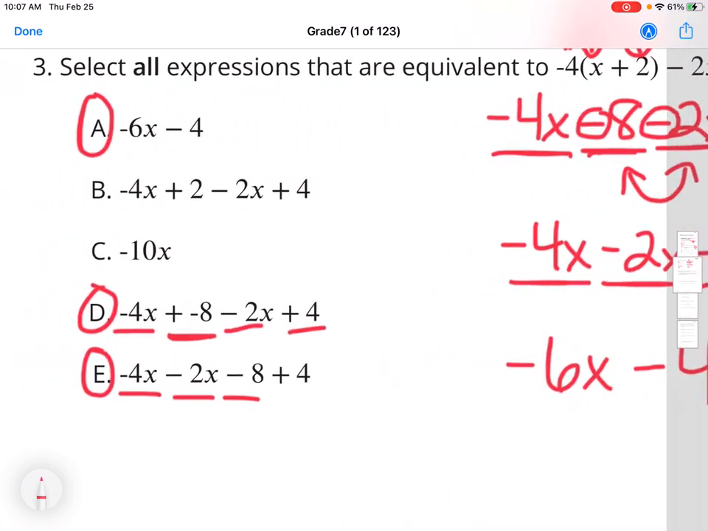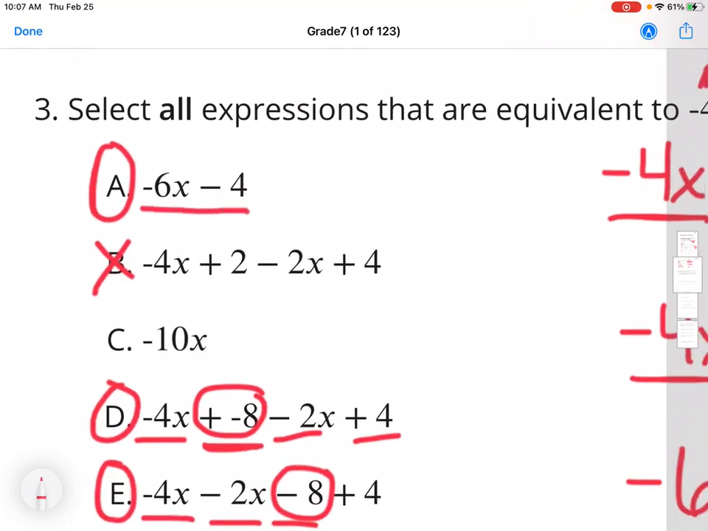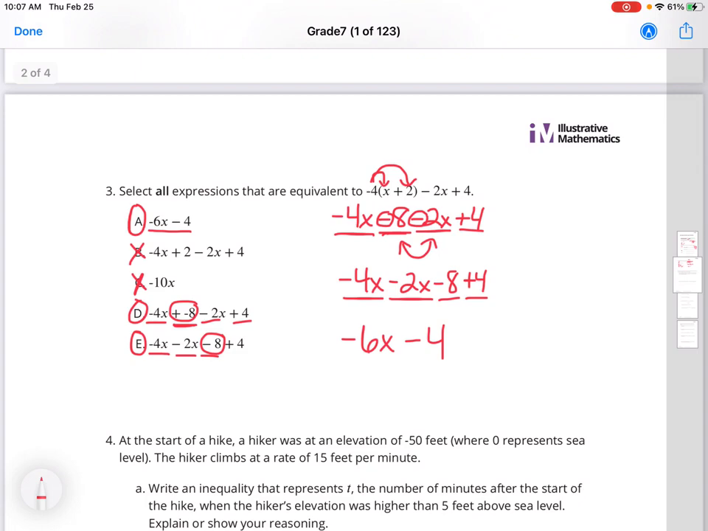And we know B cannot be equivalent because I don't have my -8 or my plus -8. And C is not equivalent because you cannot subtract 4 from -6x because they are not like terms. So A, D, and E are the correct answers.